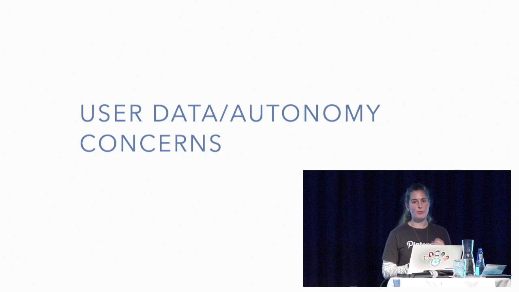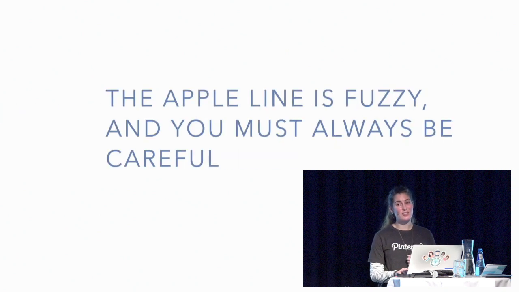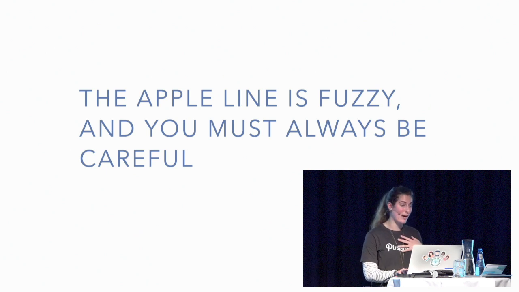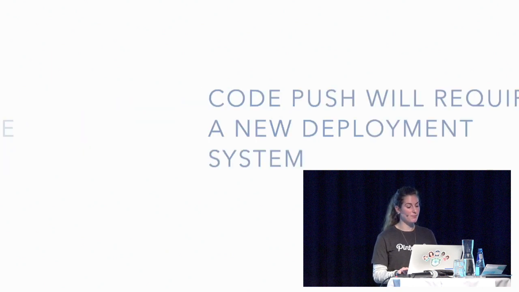Additionally, there are user data and autonomy concerns, which is that we are taking the choice of update from the user. So before, if the user wanted to stay on your app version, they could. No longer, though. Now we're saying, hey, we want you to update. We're going to do that. And that's something to consider because it's going to upset a lot of people, I know from app reviews. Also, that line with Apple is fuzzy. I cannot reiterate it enough. You're going to have to walk that line, and you're putting yourself at some sort of risk of crossing it.